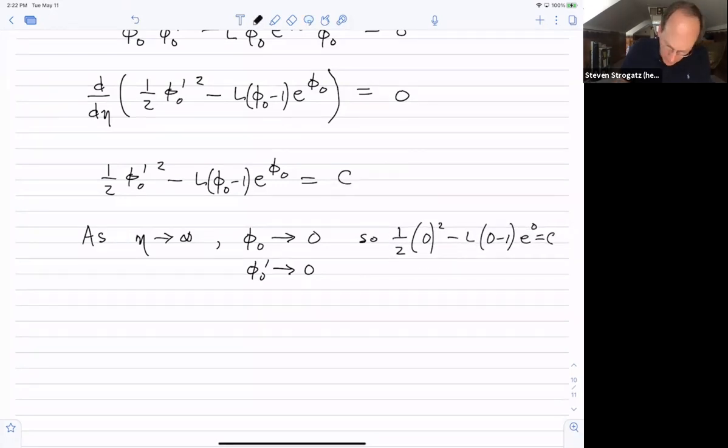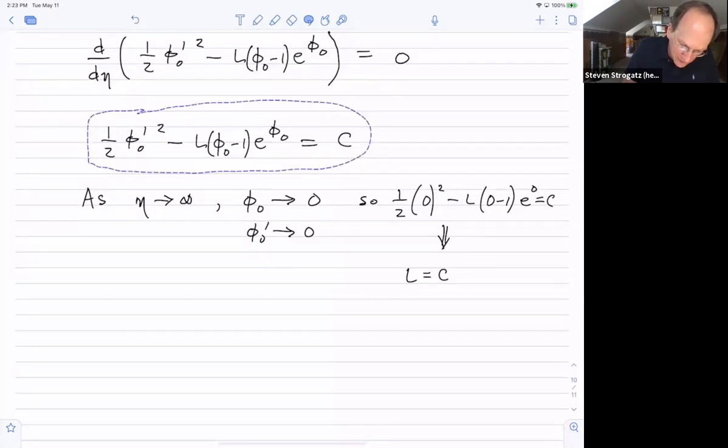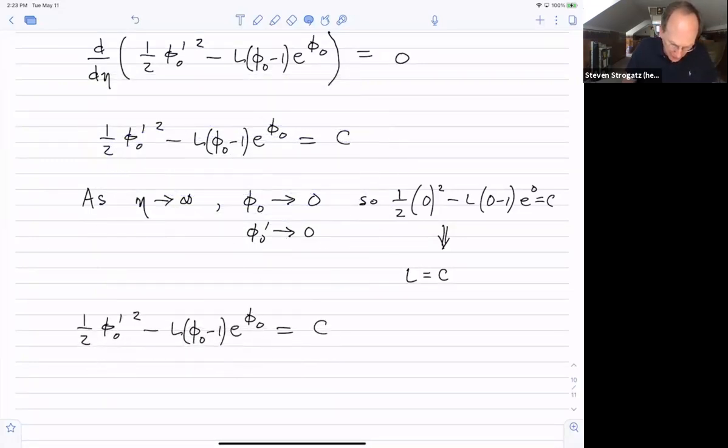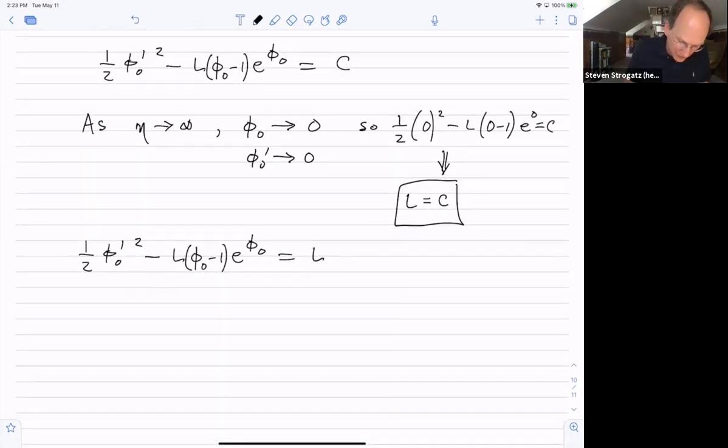And if you clean that up, this tells me that L equals C. So my constant is just this Lewis number, L. And again, making use of the grabbing functionality of Notability, I'm going to grab this, duplicate it, and pull it down here. All right, so now C is equal to L. We decided. There, so this is a very pretty expression.